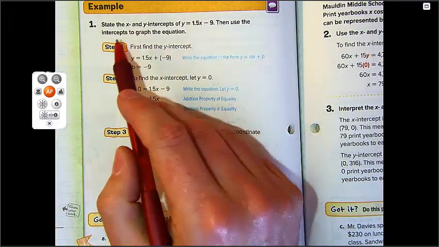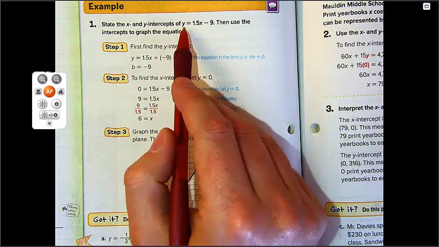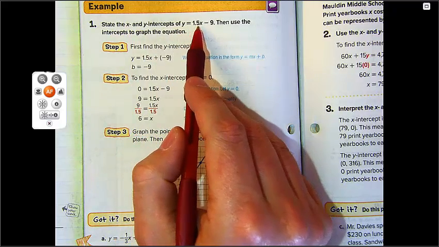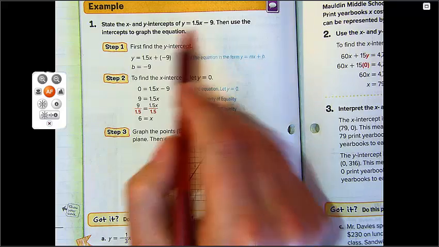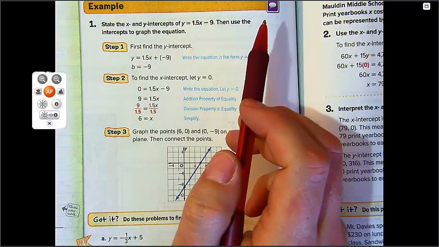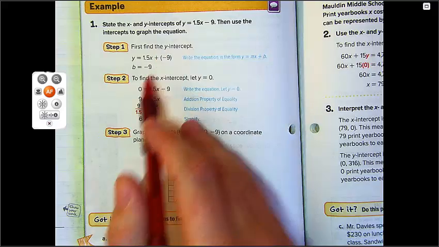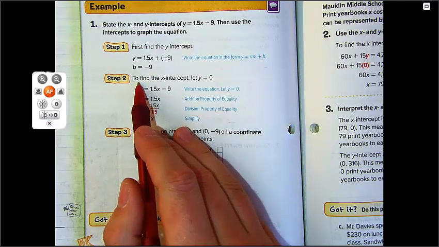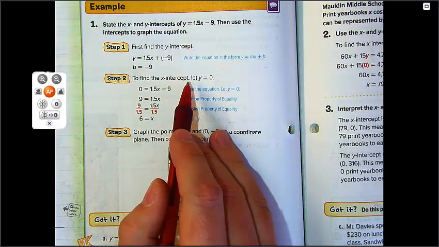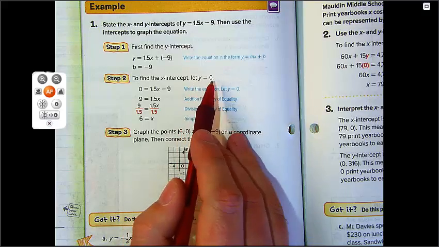So if we look here, it says, state the y and x-intercept of y equals 1.5x minus 9, then use the intercepts to graph the equation, okay? So look at step 2. It says to find the x-intercept, let y equal 0.